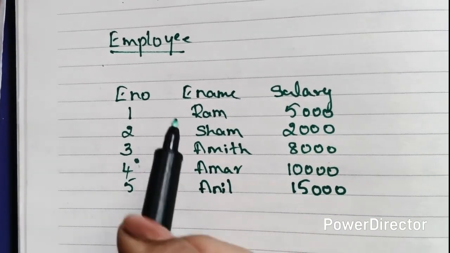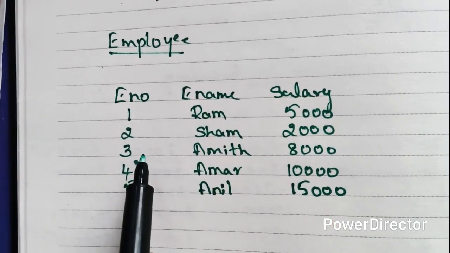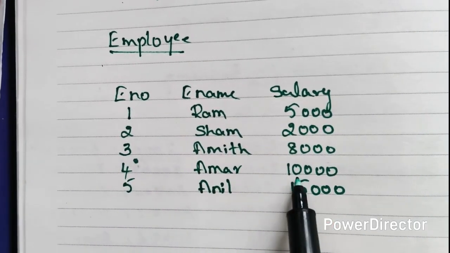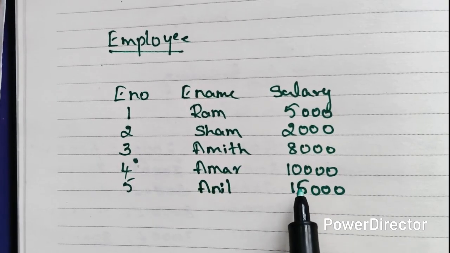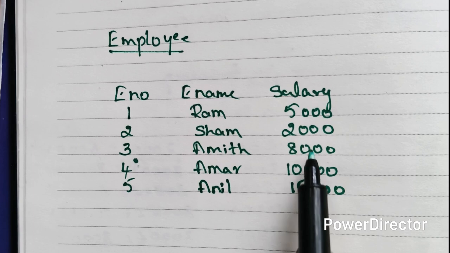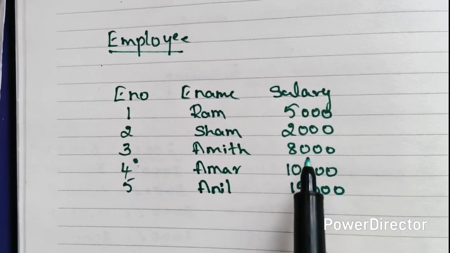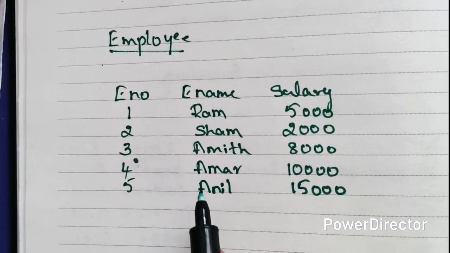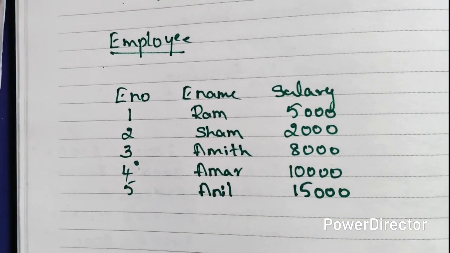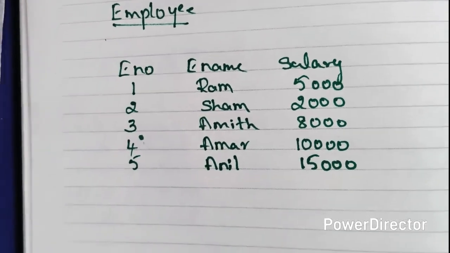Okay, so this is an employee table. We have three attributes: employee number, employee name, and salary. By seeing this table, we can easily say 15,000 is the maximum salary. In this table, 10,000 is the second maximum, 8,000 is the third maximum, 5,000 is the fourth maximum, and 2,000 is the fifth maximum salary. But if a table has 100 rows, how do we find the 13th maximum salary or the 14th maximum salary? For that, we will write one query.